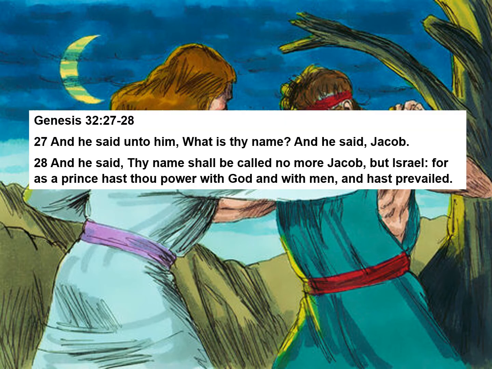Genesis 32:27 through 28. And he said unto him, What is thy name? And he said, Jacob. And he said, Thy name shall be called no more Jacob, but Israel. For as a prince thou hast power with God and with men, and hast prevailed.